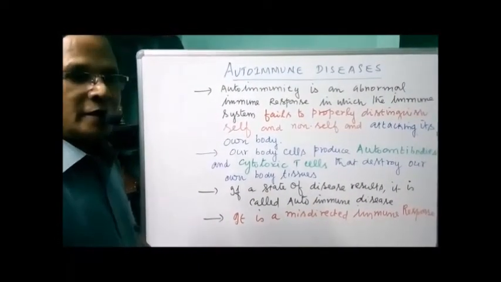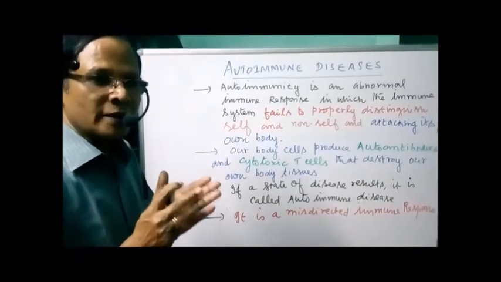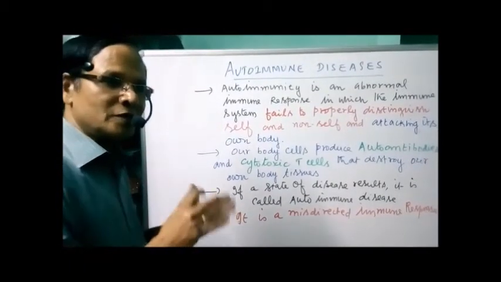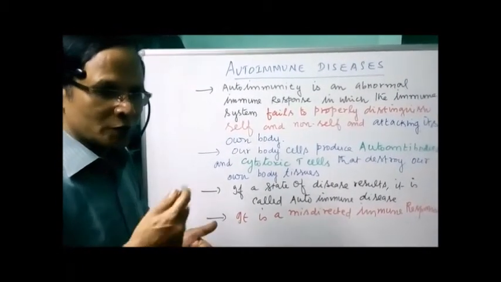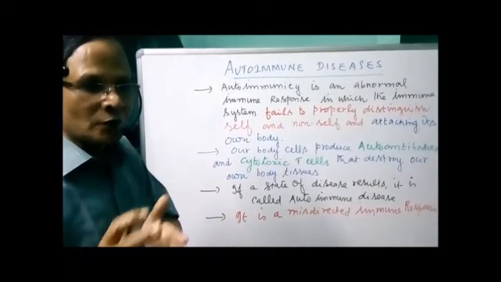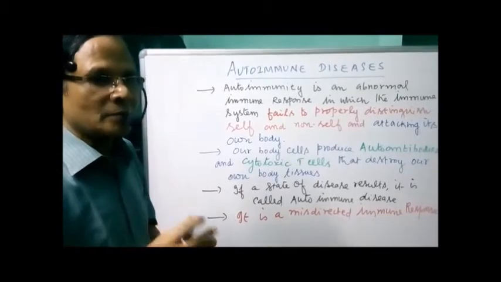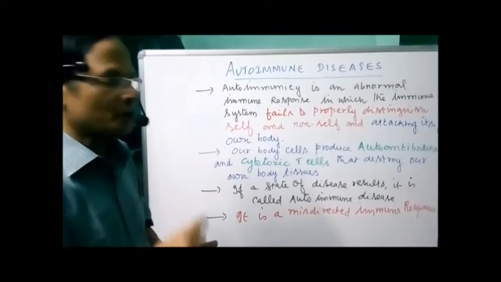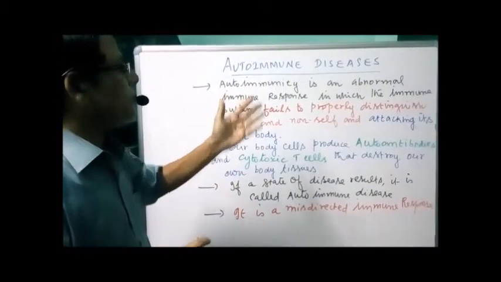Okay. So anyway, it is nothing but a misdirected immune response. The immune response is there, but it is misdirected. Instead of attacking the foreign agents, it attacks the body cells of its own. That's why it's called autoimmune disease.